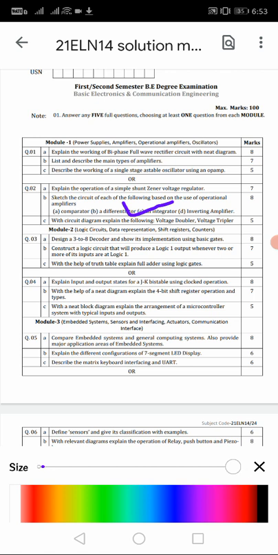2C: with a circuit diagram explain voltage doubler and tripler. This is again a doubtful one. 2C is a doubtful one. Not pretty sure about that, so I will not discuss that.